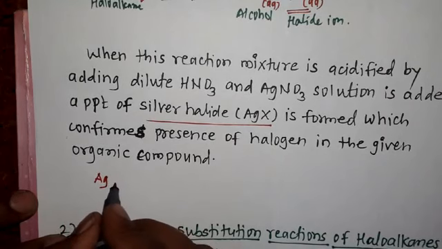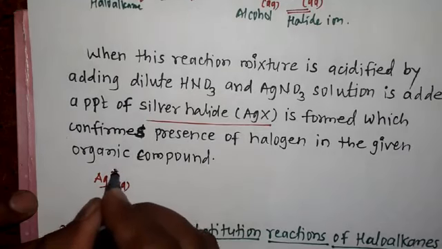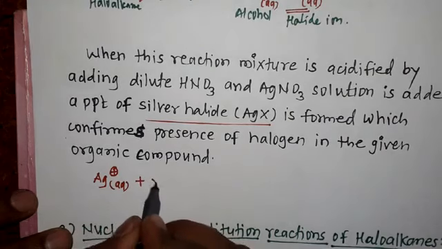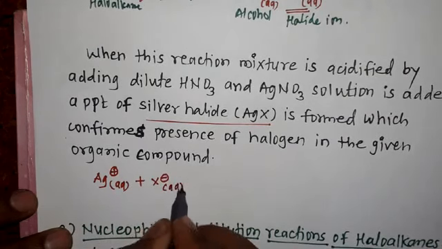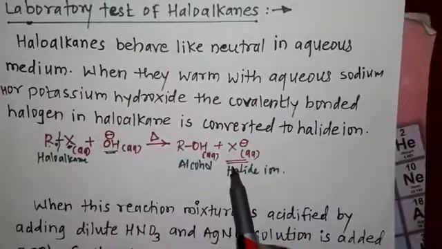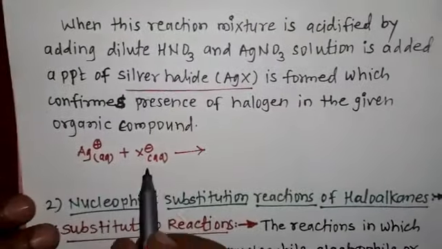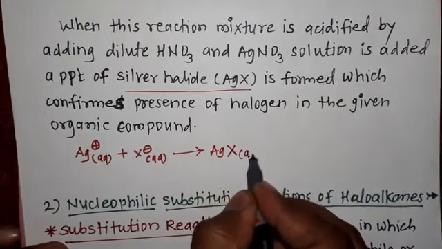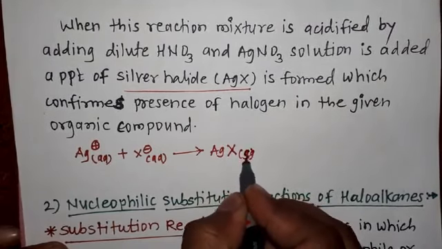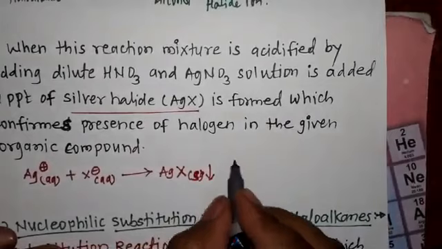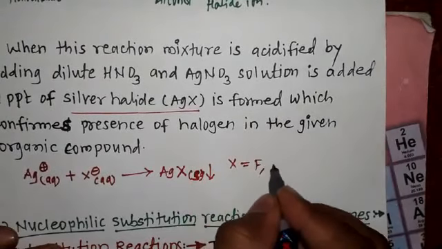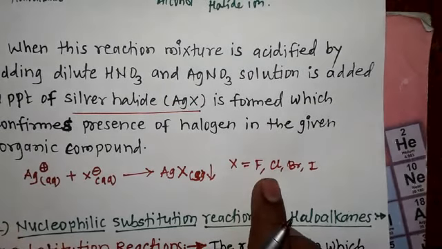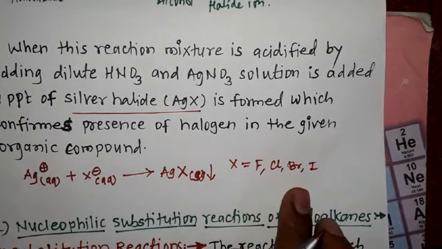here we have an aqueous solution of silver nitrate, means we have Ag plus ions in this aqueous solution, and we also have halide ions. Then both react and they form the precipitate of silver halide. Here halogens may be fluorine, chlorine, bromine and iodine. Different halogen forms different precipitate.